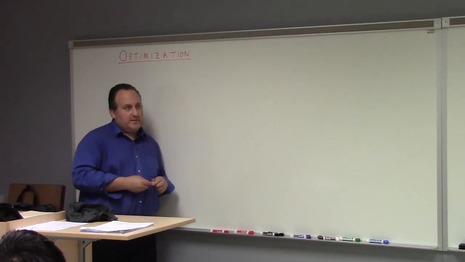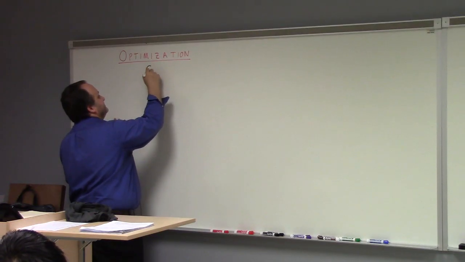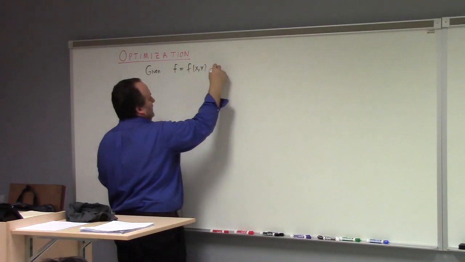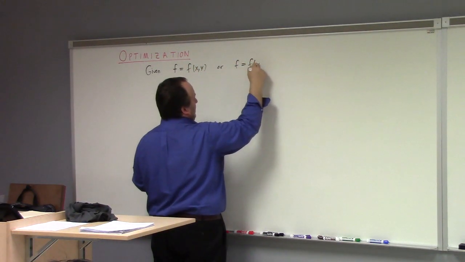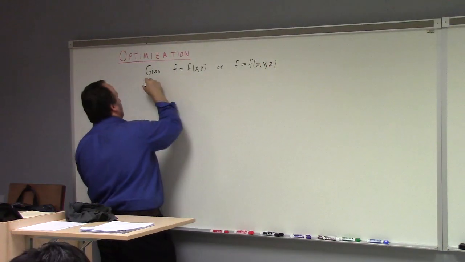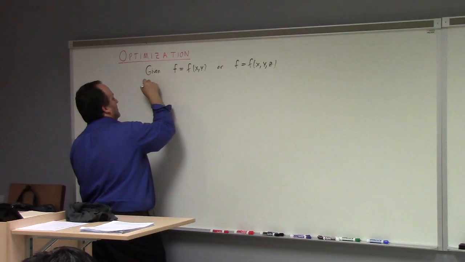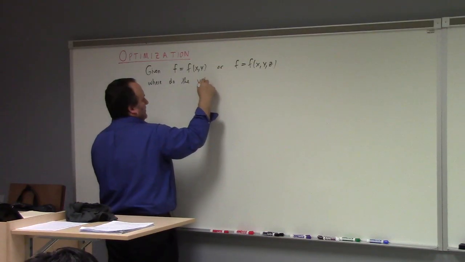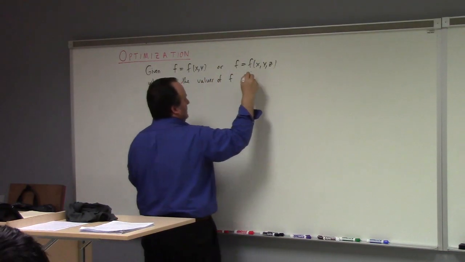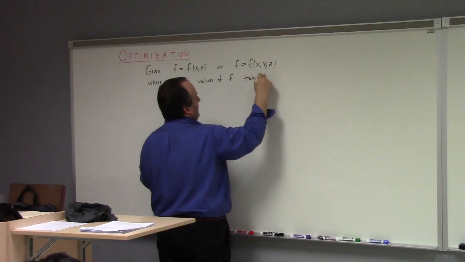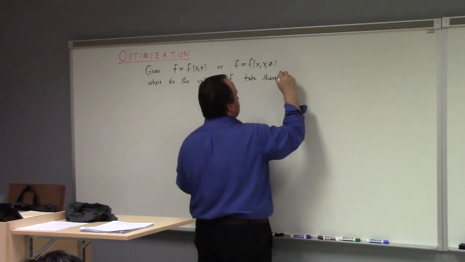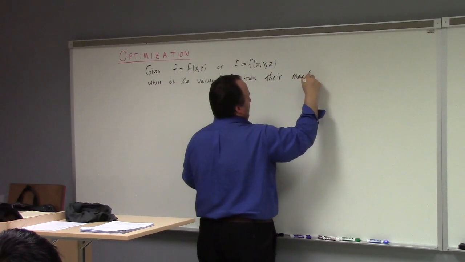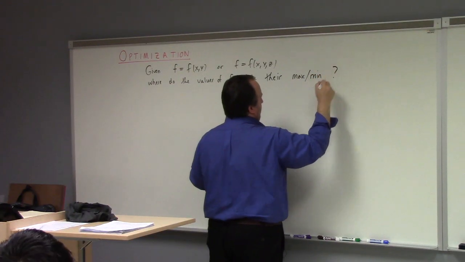So now we're thinking about, given f equals f of x comma y, or f equals f of x comma y comma z, where do the values of f take their max or minimum, right?